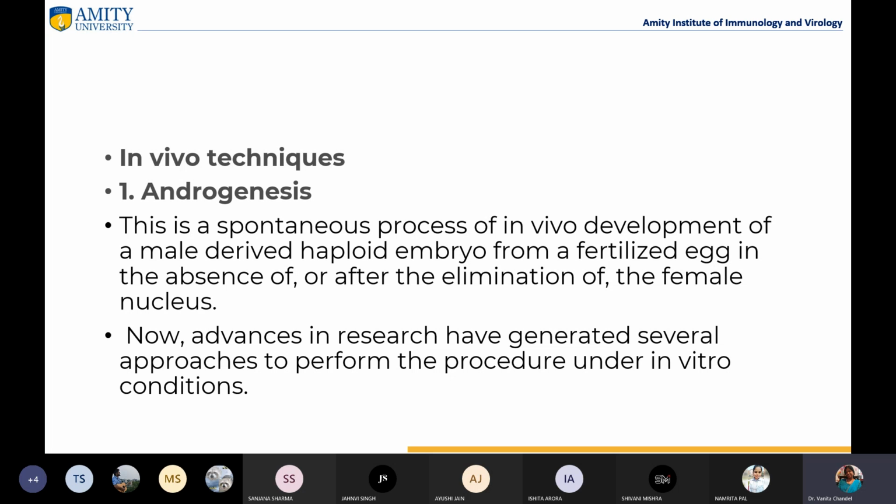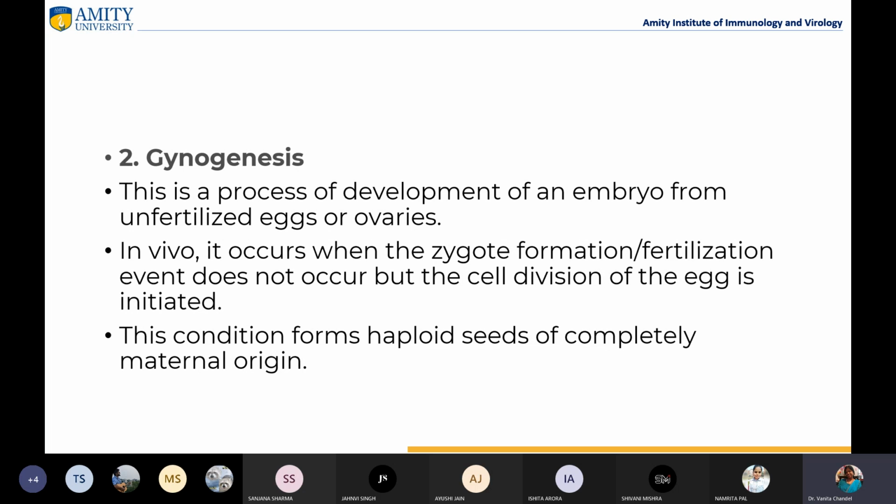Now advances in research have generated several approaches to perform the procedure under in vitro conditions, though earlier in vivo was being used. Then we have gynogenesis, as the name suggests, the development of embryo from unfertilized eggs or the ovaries. Here the zygote formation or fertilization event does not occur, but cell division of the egg is initiated. This condition forms haploid seeds of a completely maternal origin, right? So these are the two processes here.